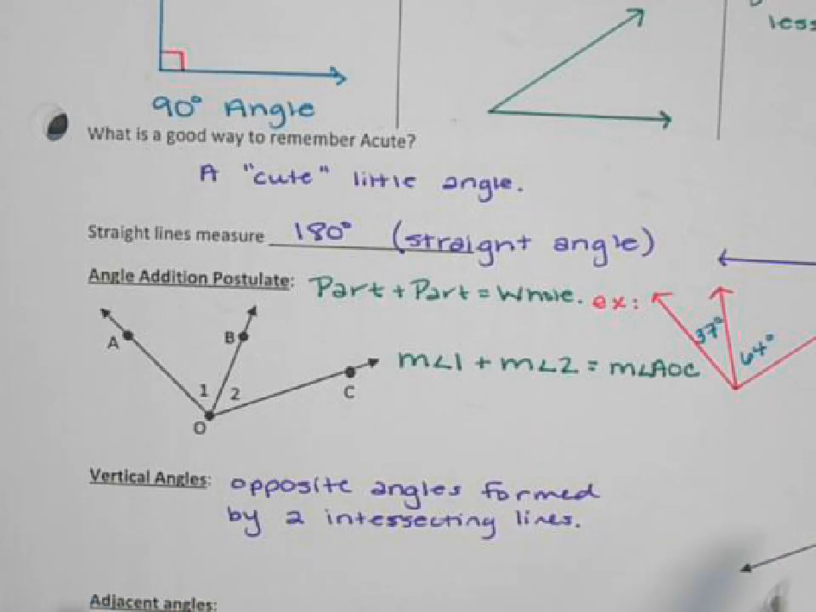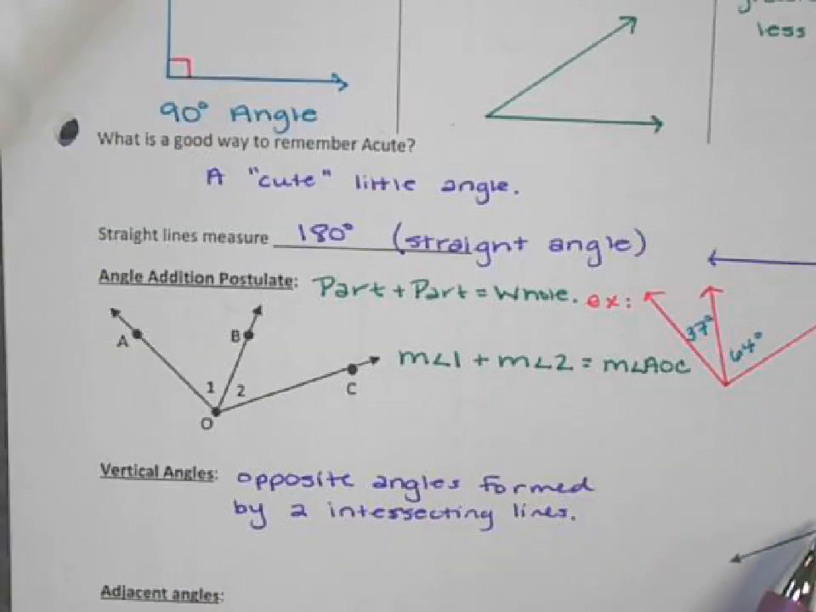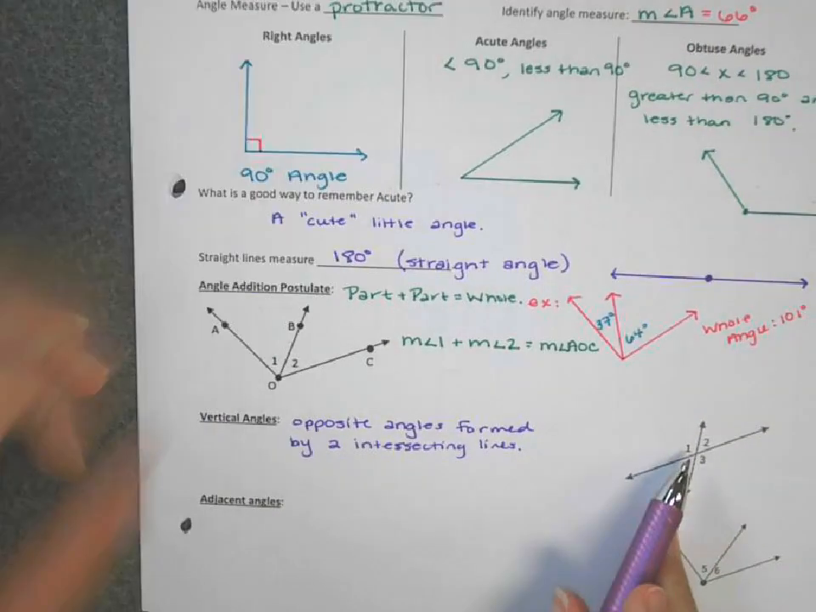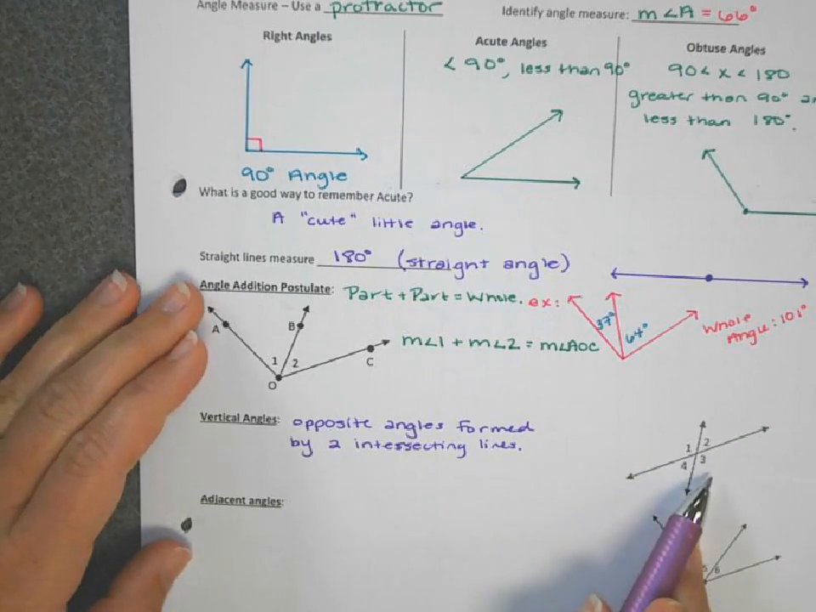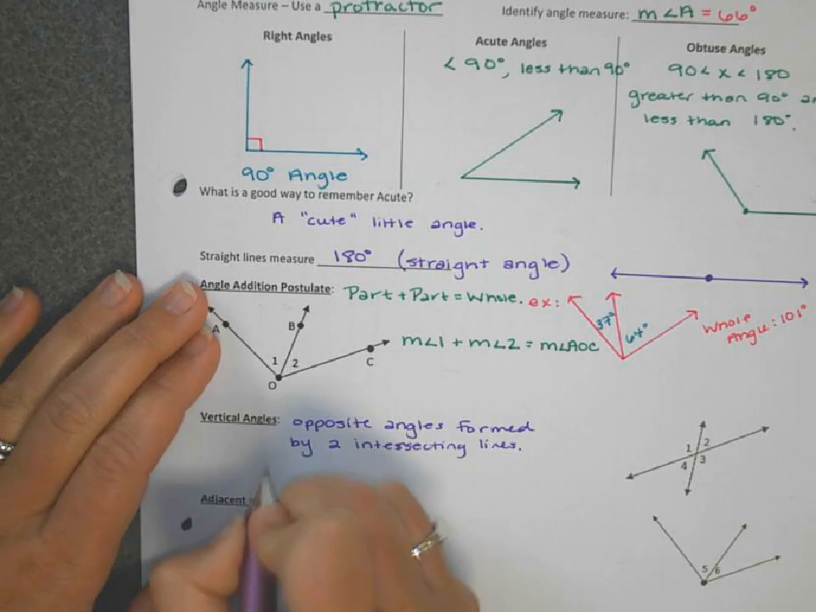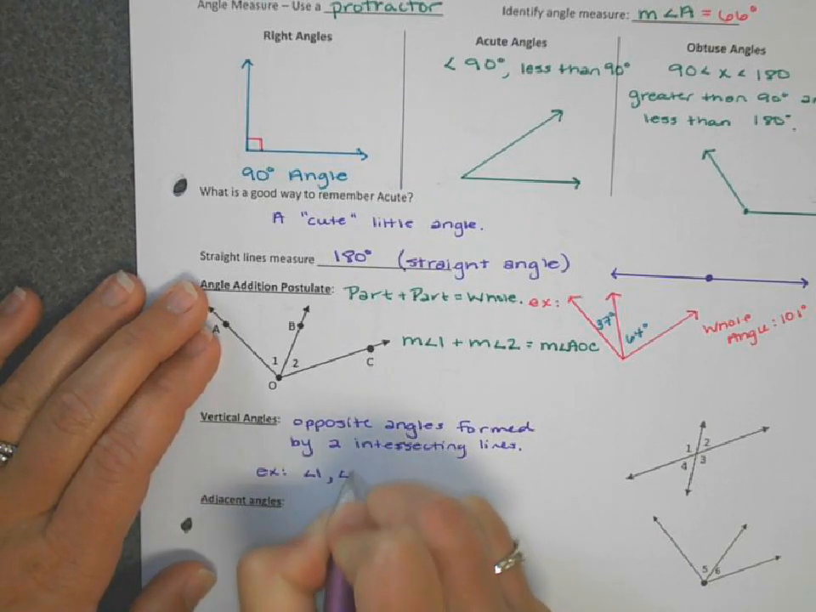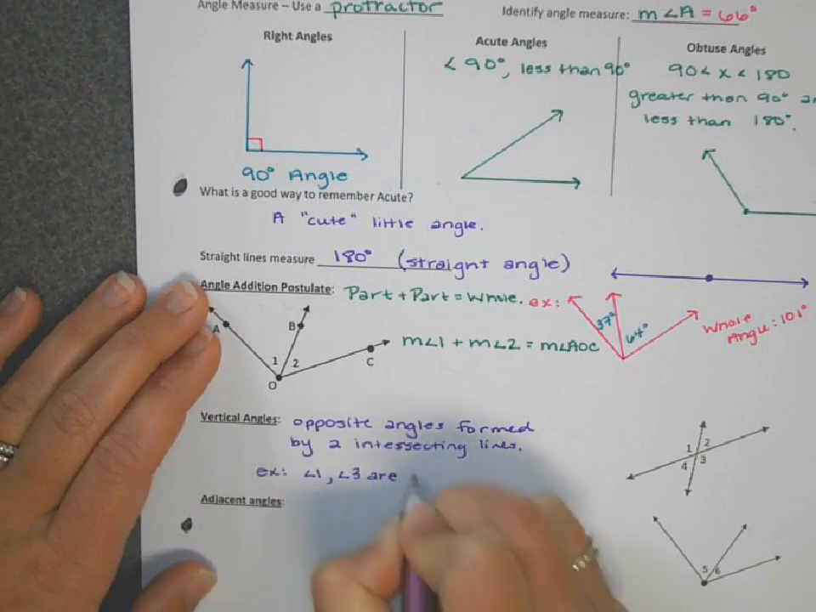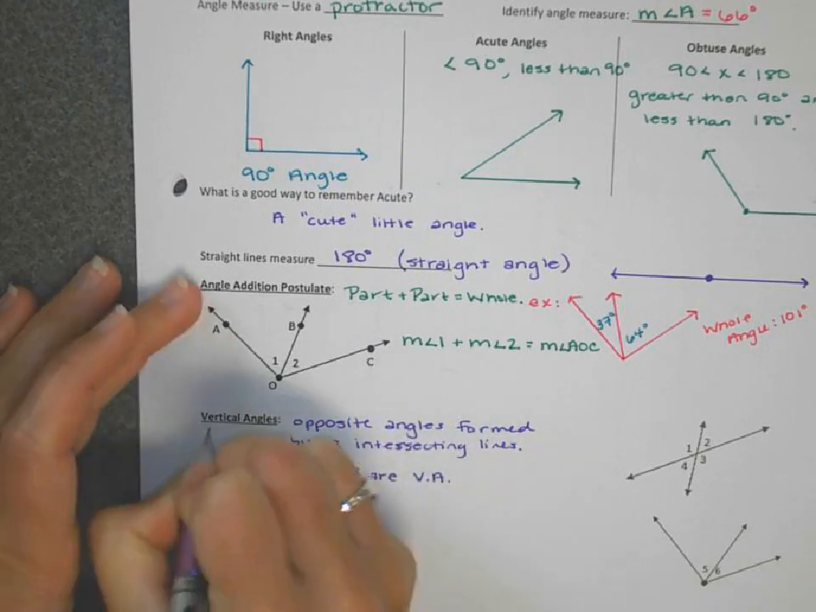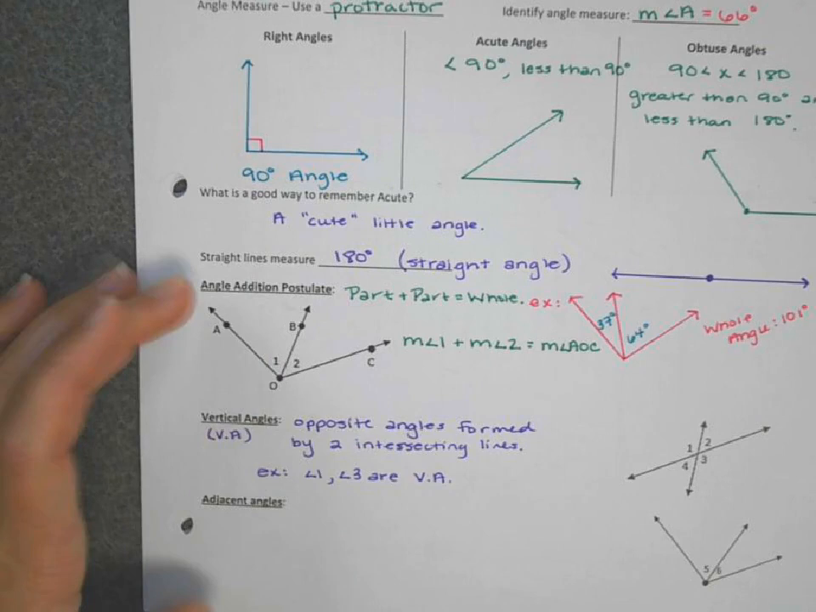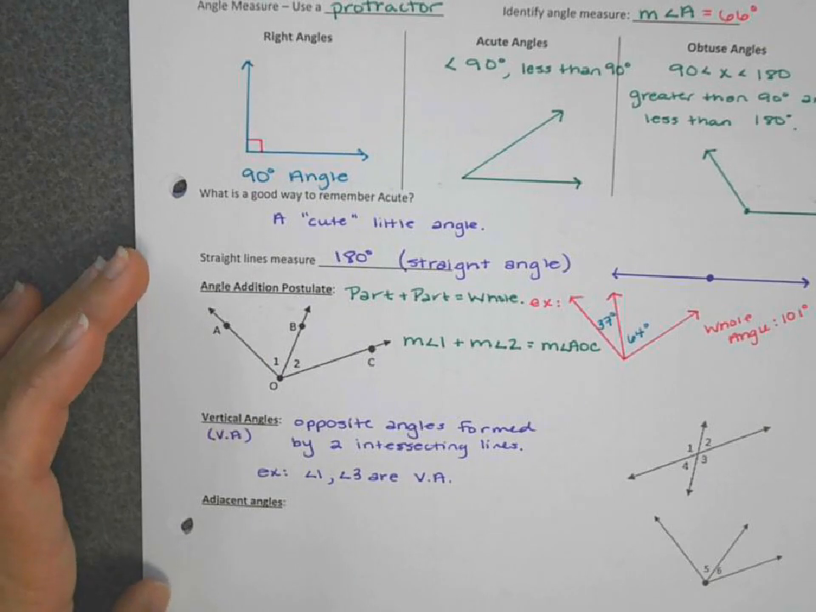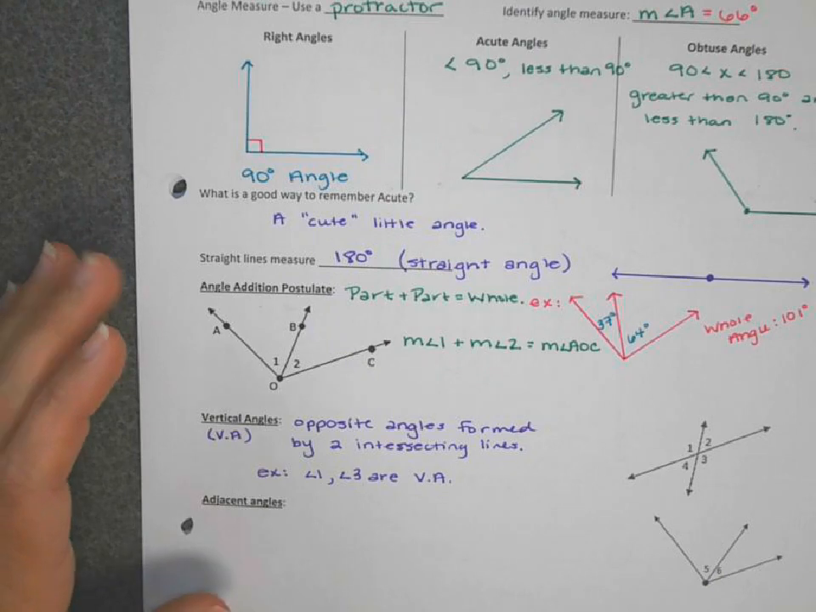So our examples on vertical angles would be the angles that are across from each other. So 1 is across from 3. So our example is angle 1 and angle 3 are vertical angles. And we often abbreviate these VA. So you'll probably want to write that down. And you'll want to be able to soon recognize VA means vertical angles.